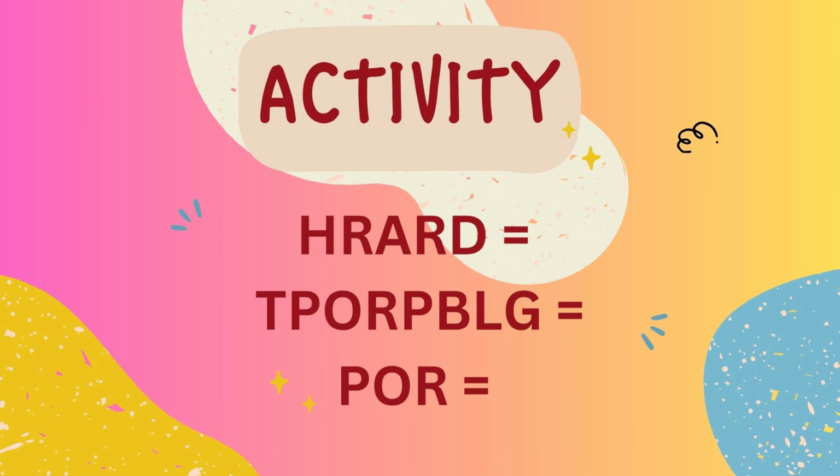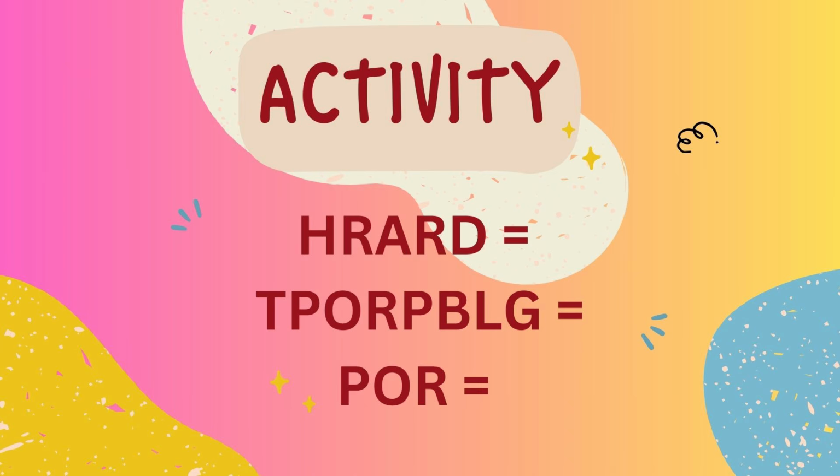Okay, we have another activity. For this activity, I'm giving you the machine shorthand outline, and you're going to give me the English word of this outline. So we have 3 words. Write your answers in the comment section below. Give me your English words or translation for these outlines. So we'll reveal the answer in 5 seconds. 5, 4, 3, 2, 1.